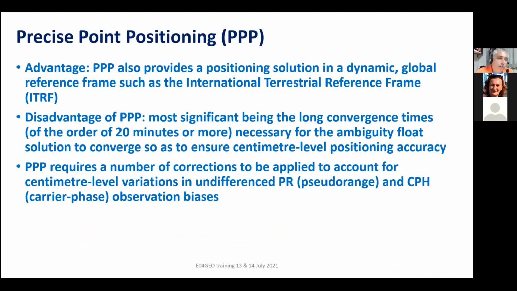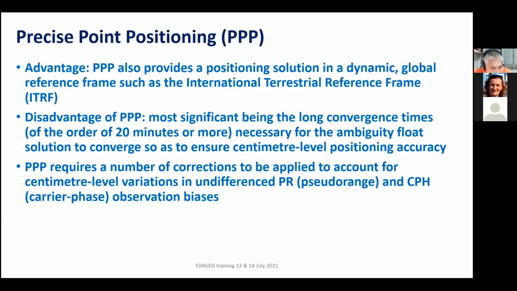Of course, there is no perfect method. Each method has its advantages and, of course, its disadvantages. The advantage of PPP is that it provides a positioning solution in a dynamic global reference frame, such as, for example, the International Terrestrial Reference Frame, or ITRF.